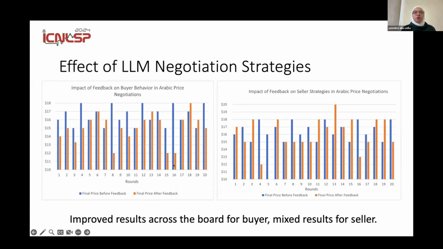So when it comes to the effect of LLM negotiation strategies, when we asked the LLM to include buyer or seller strategies, we can see that for the buyer, the final average price when we had buyer tactics, we were able to decrease from about $17 to $15. However, for the seller, we had mixed results due to maybe some data imbalances and the more complex role of the seller in negotiation.